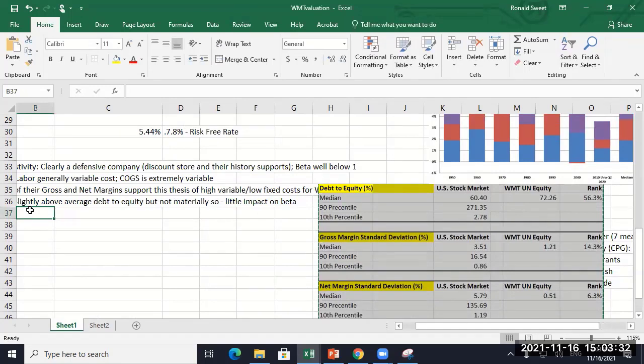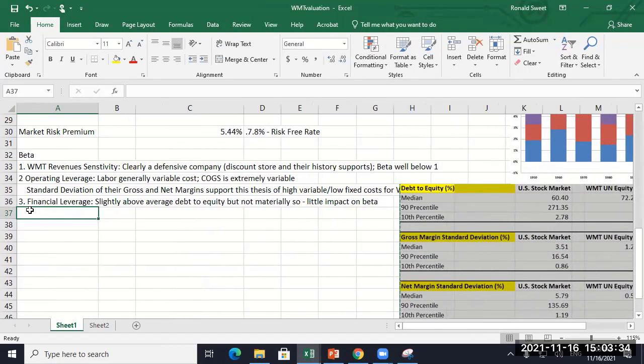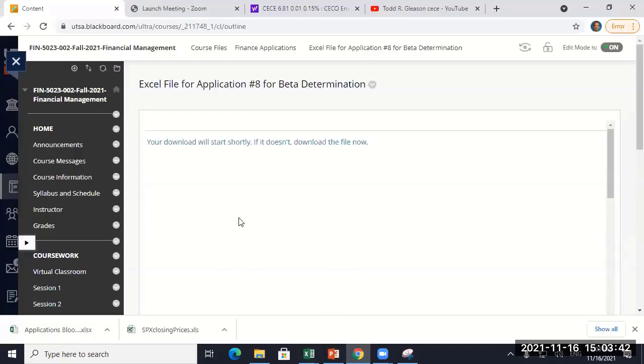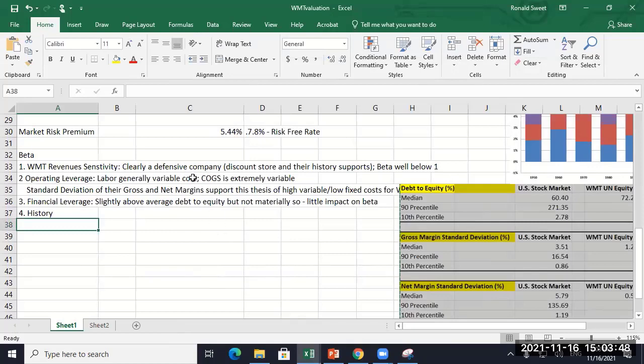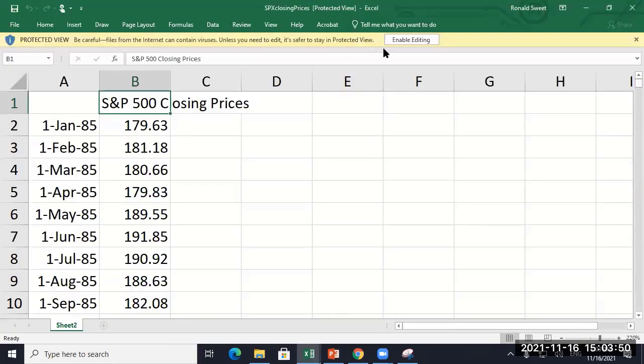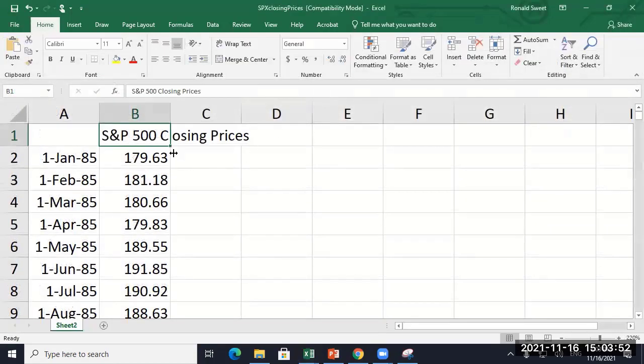Anybody remember what's the fourth thing? Your history. So I'm going to cheat on this one. Maybe I can give you all this file as well. It's the one I accidentally loaded. So I've already got the S&P 500. I keep forgetting to put these out there, but I do have the S&P already loaded.